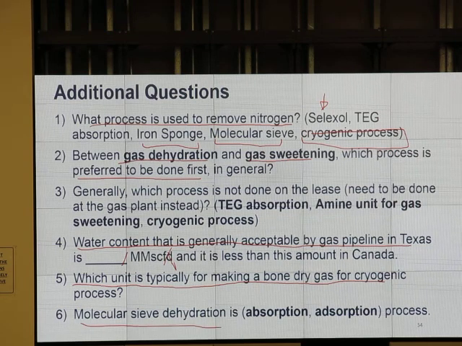Molecular sieve dehydration is what? Absorption or adsorption process? D or B? D, right? Adsorption process.